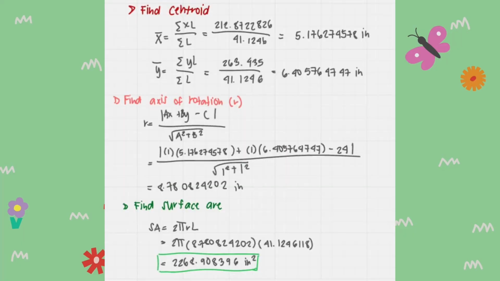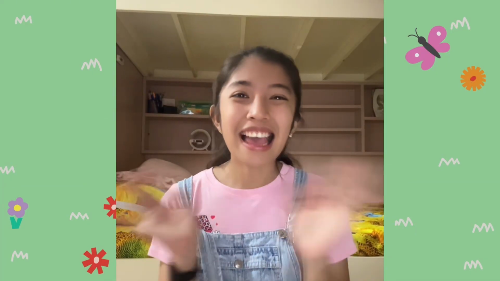Yay! We have found our surface area. Good job! We then solve our centroid, axis of rotation or r, and the surface area, just like what we did with our volume. We did it! Yay! We found our volume, we found our surface area using the Pappus-Guldinus theorem. High five!